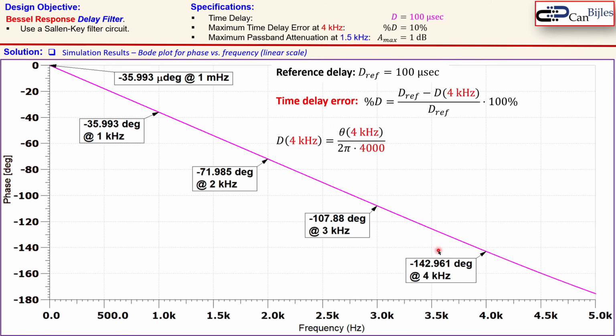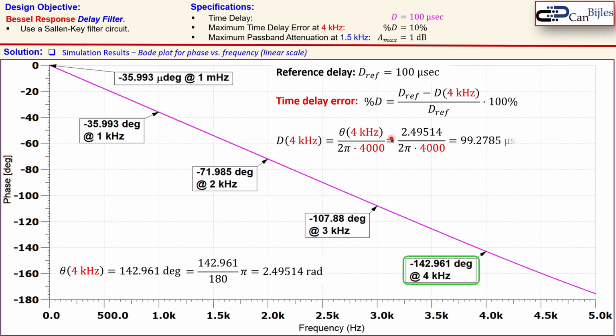First this phase, which is actually shown here, and then convert that to radians, again the similar formula. So you divide by 180 degrees times pi, you get here almost 2.5 radians. That goes in this formula, again divided by 2 pi times 4000, so 8000 pi, and you get here 99.2785 microseconds. And this is slightly different than this 100 microseconds, which is of course this error what we actually need to calculate, in percentages.